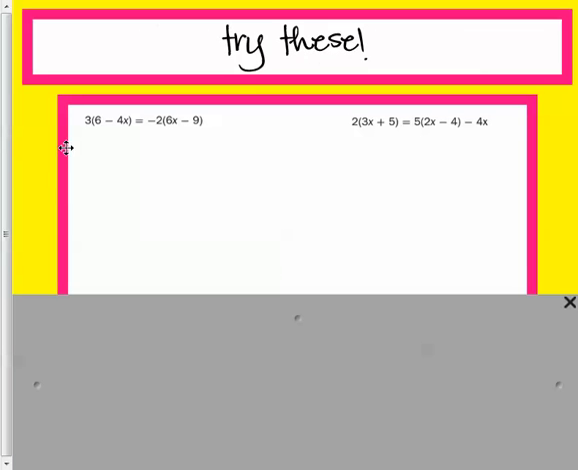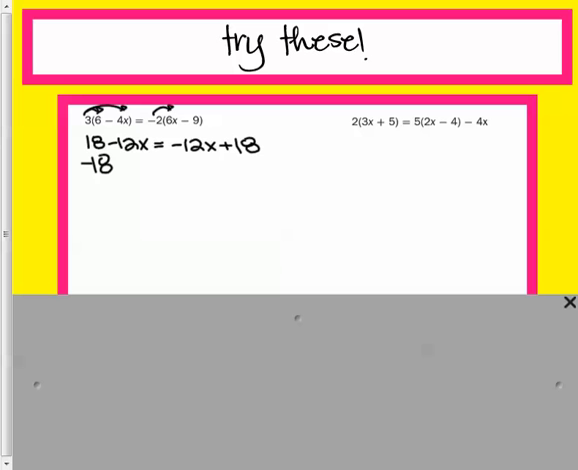Okay, grab your red pen. We're going to look at each one of these. In this one, we're taking 3 times 6, and we get 18. 3 times a negative 4 is a negative 12x. Over here, negative 2 times 6x is negative 12x. Negative 2 times 9 is positive 18.